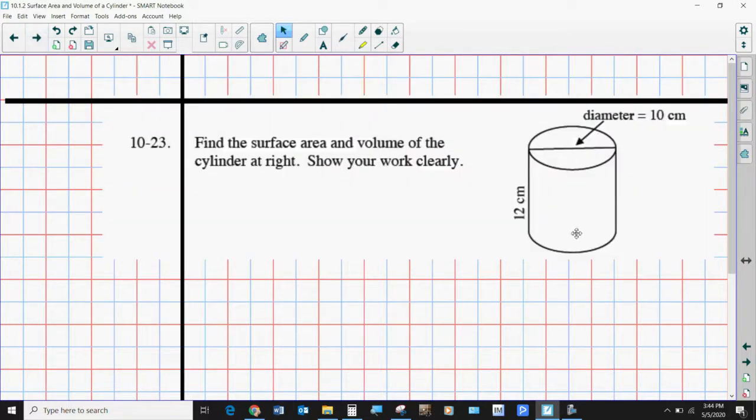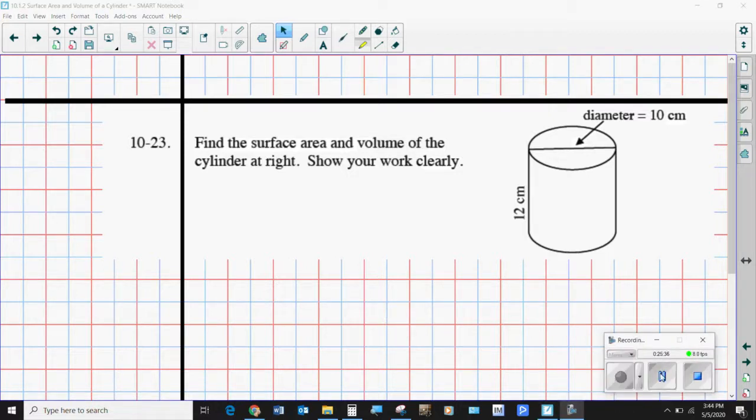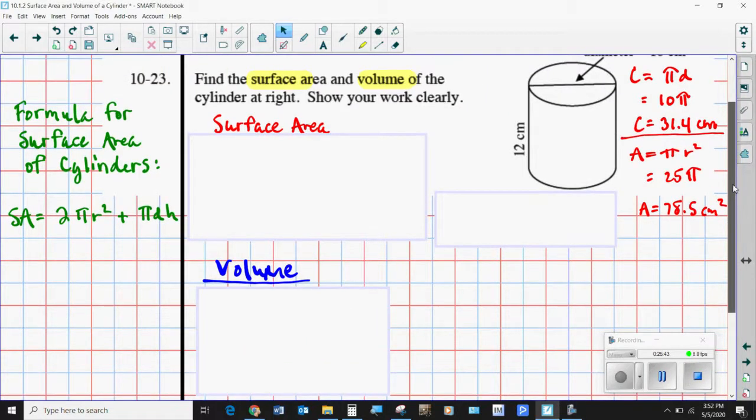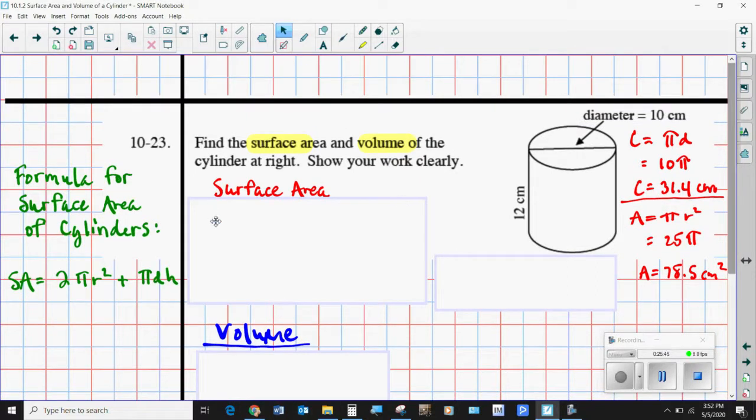And now I'm going to pause this, and I want you to do this on your own. Find the surface area and the volume of this particular cylinder. Pause. And when we come back, I'll have the answers. All right, we're almost there. Let's see how you did.